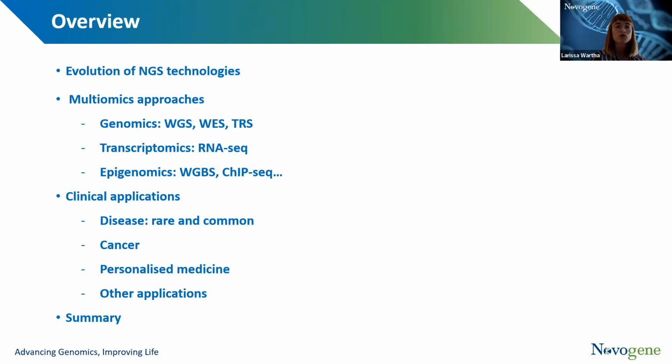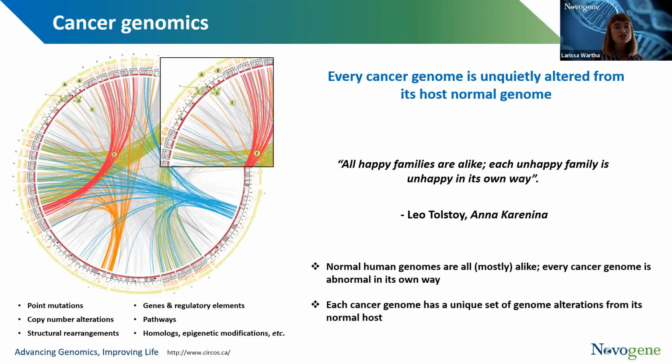So since now we have covered rare and common diseases, let's move on to some cancer applications. So cancer genomes are unique with different genome alterations, for example, point mutations, copy number variations, structural rearrangements, and others. And in fact, though normal human genomes are mostly alike, every cancer genome is different. So this quote actually describes the book well, which says, all happy families are alike, each unhappy family is unhappy in its own way, which can be kind of directly translated to cancer genomes.